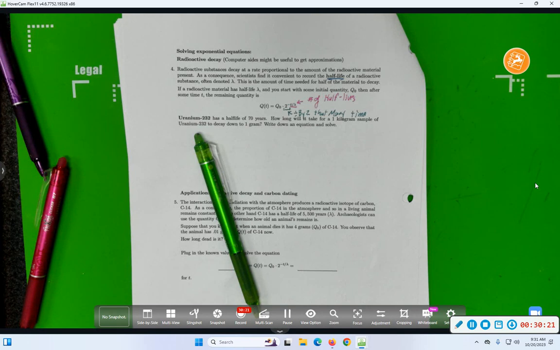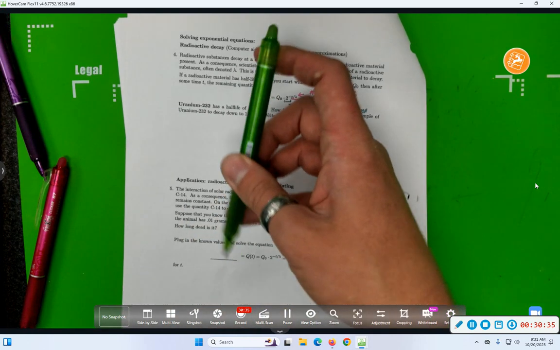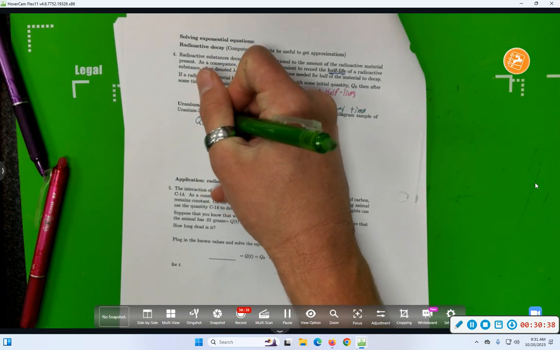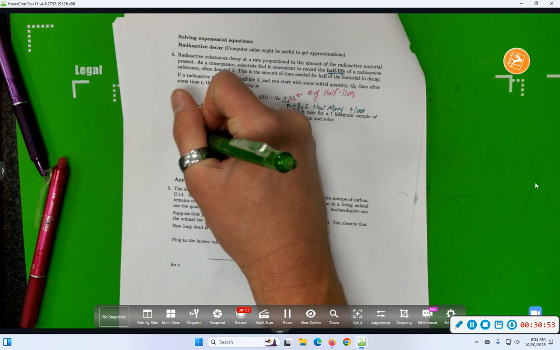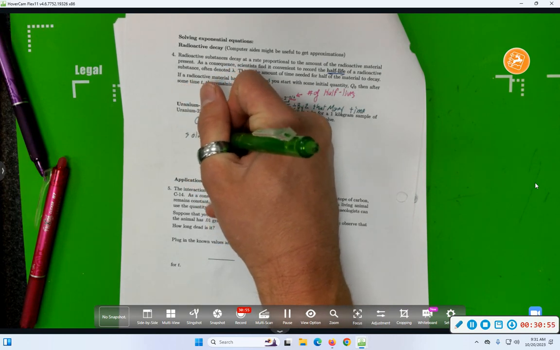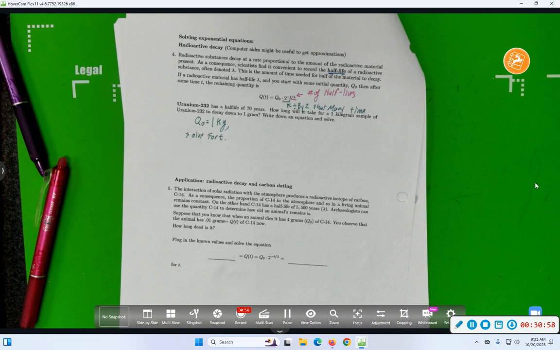So let's write down what this problem is asking and see what we need to do. Do I know the initial quantity for the sample? 1 kilogram. Q0 is 1 kilogram. Do I know how much time I want to wait? No, it asks me when something happens. So I need to solve for t. So I'm going to put more things on that top line. Do I know how much quantity I would like to get down to?